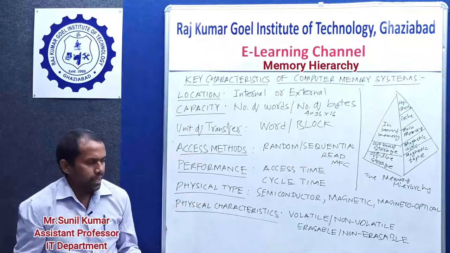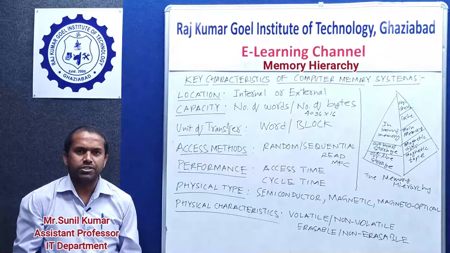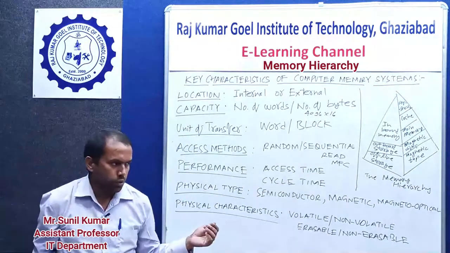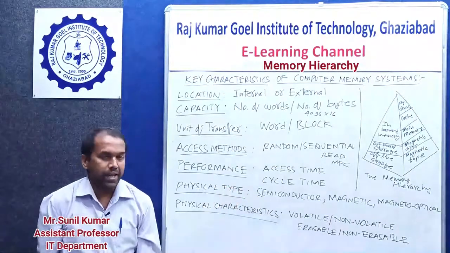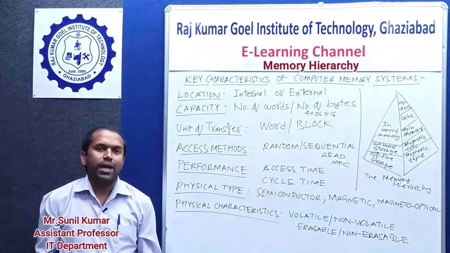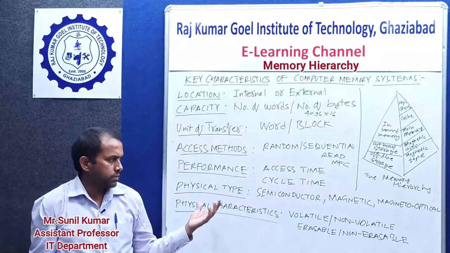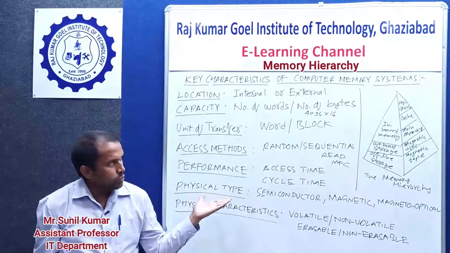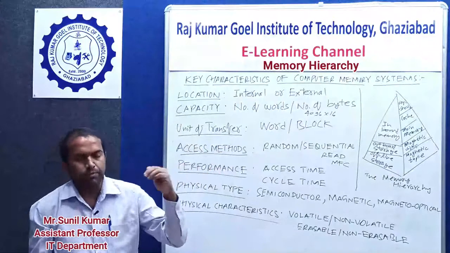Next one is physical type. What various physical types of memory are available, based on the technologies used? One is semiconductor, another is magnetic, and a combination of magnetic and optical. These are some technologies used to make different types of memories.